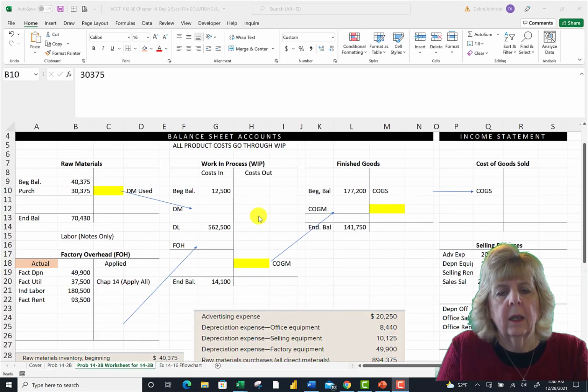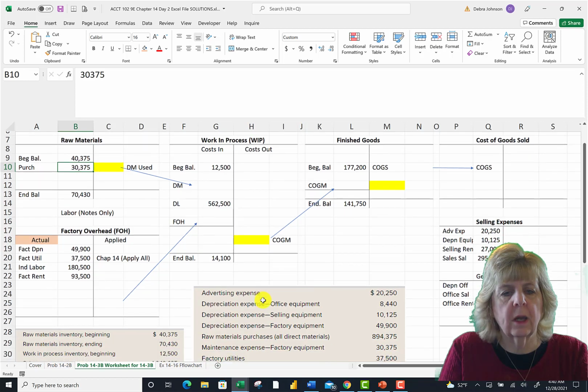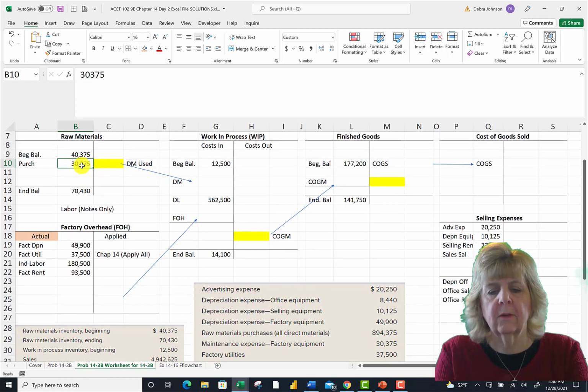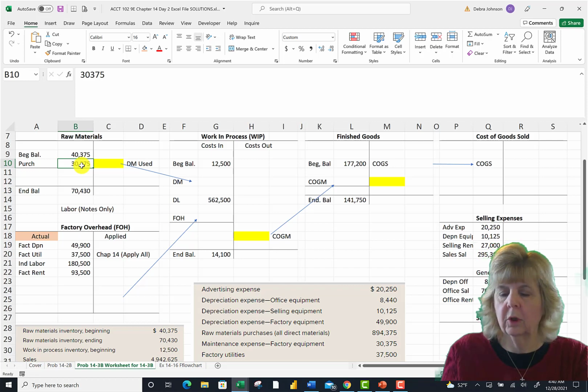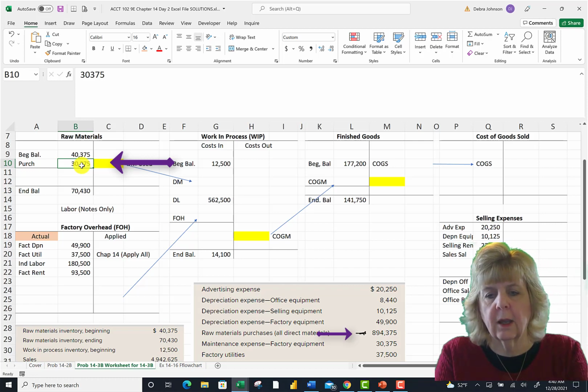Going back in and reviewing my work, I noticed that I wrote down the wrong number for purchases. So go change that. You may have written down the right number. As I mentioned, it's very hard to talk, speak, and work on Excel at the same time. So let me go fix that. We're looking at this number, which was written incorrectly on my T account. It's in the right spot. I wrote the number down wrong.